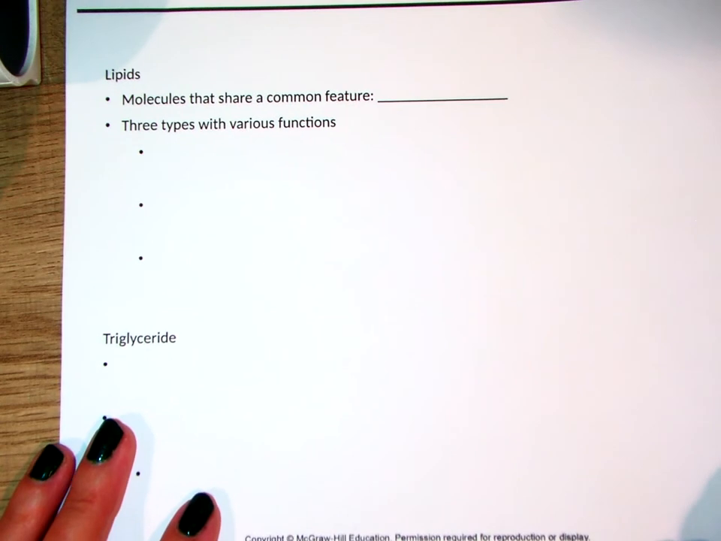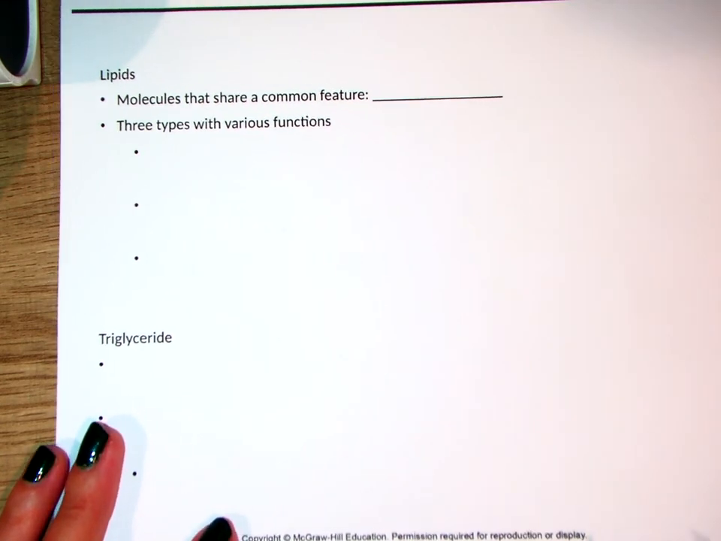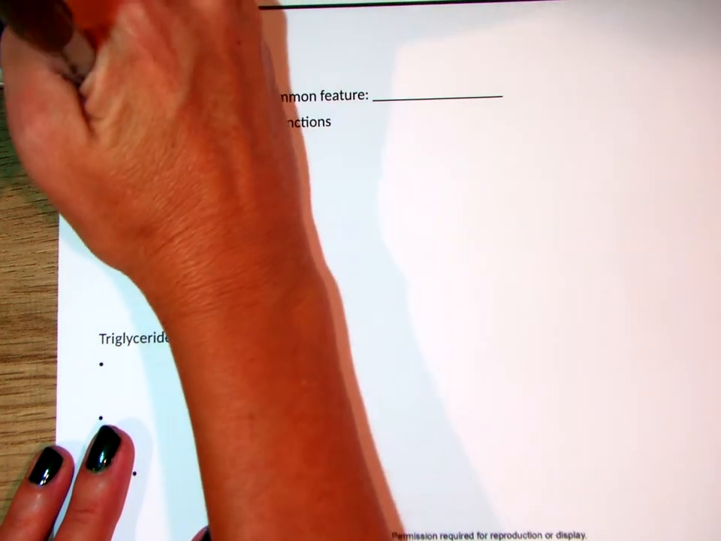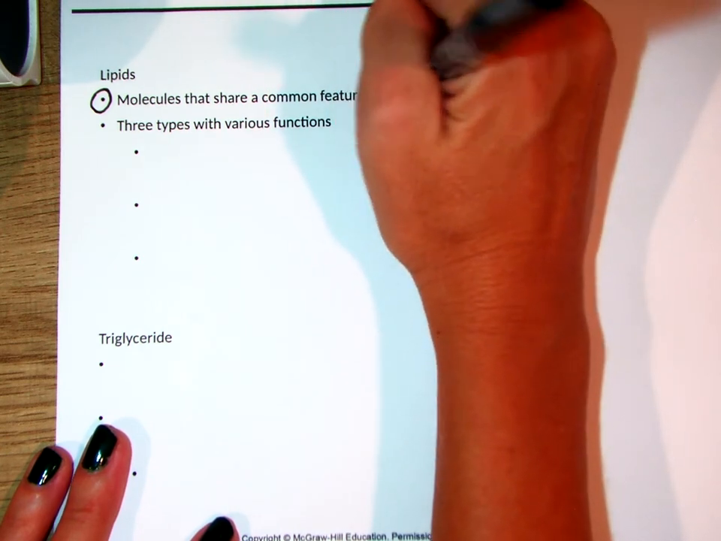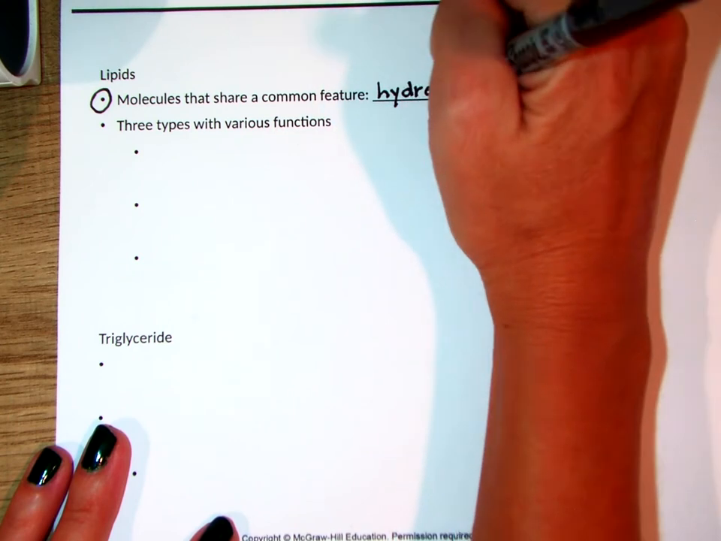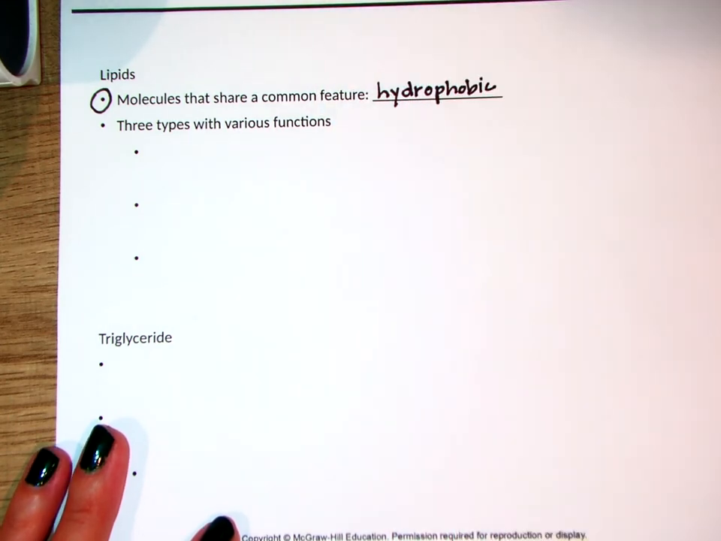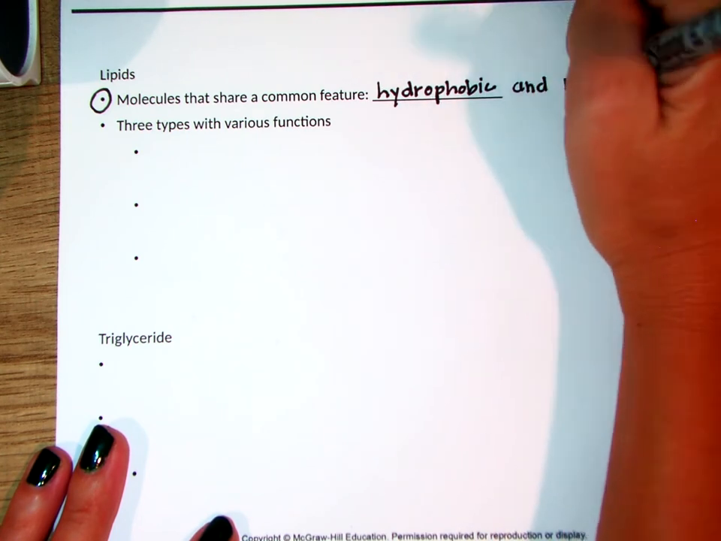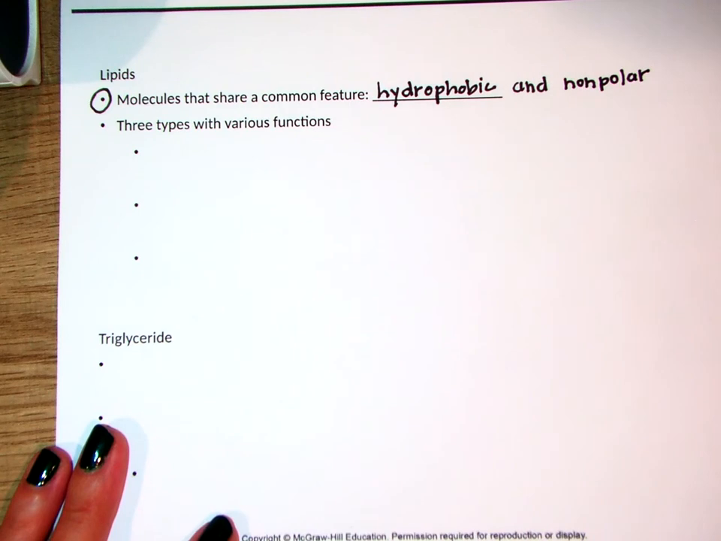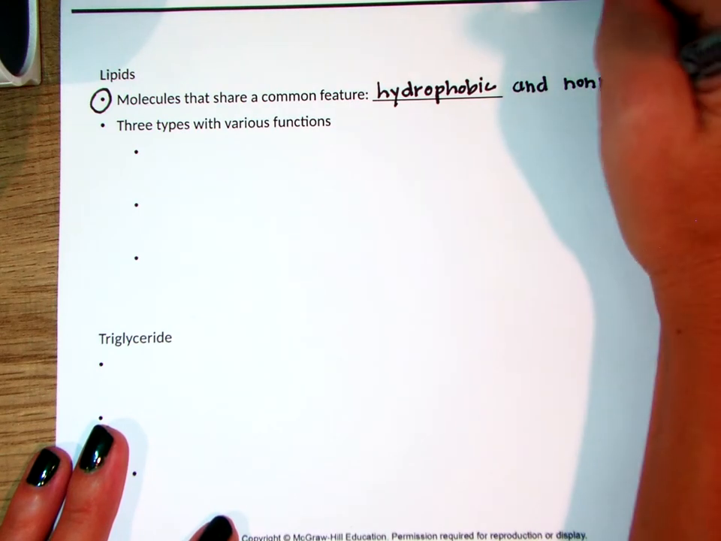All right, now we're going to move on to lipids. So lipids are molecules that share a common feature. And again, this is something to remember, so I'm going to circle the bullet point. They're hydrophobic. This is something that we talked about at the start. So they're water-fearing. They don't like to interact with water. And they are nonpolar. Remember, water is polar. These are hydrophobic and nonpolar, meaning they're uncharged.